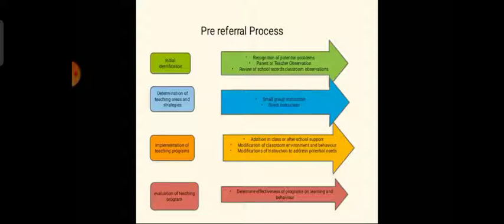The next stage is the implementation of teaching programs. So this includes additional in-class or after-school support, modification of the classroom environment and behavior, and modification of instruction to address potential needs. During the implementation and monitoring of strategy stage, the plan is implemented and the student's progress is monitored. Implementation and monitoring are often the responsibility of the classroom teacher, though others on the team may serve as support.